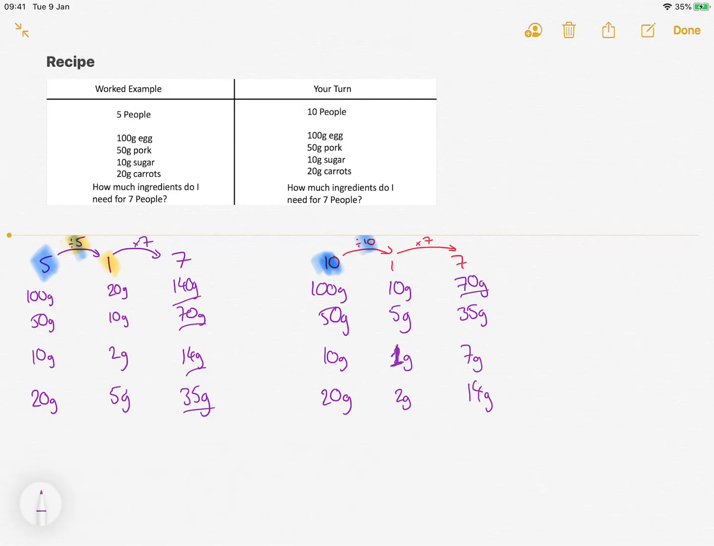And there we go. So there are all your answers: 70 grams of eggs, 35 grams of pork, 7 grams of sugar, and 14 grams of carrots. So that's right. That's recipe questions.